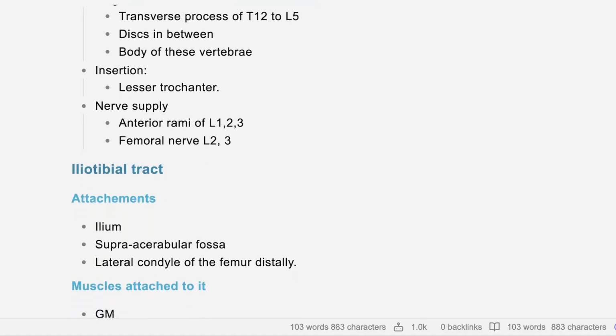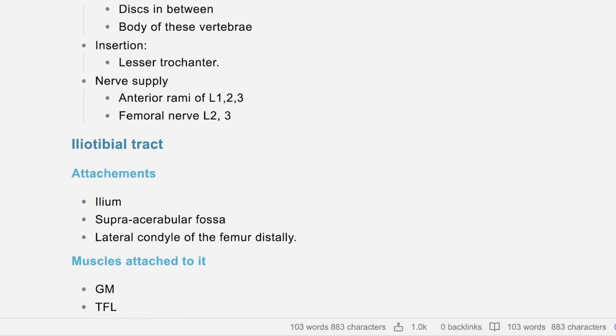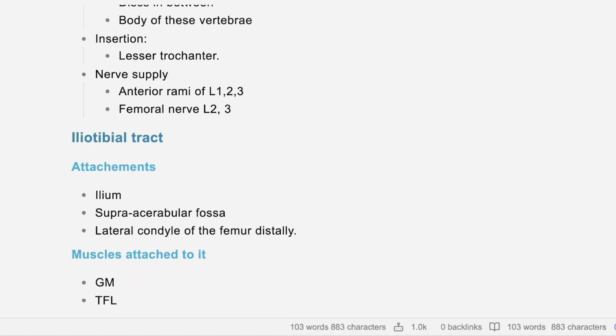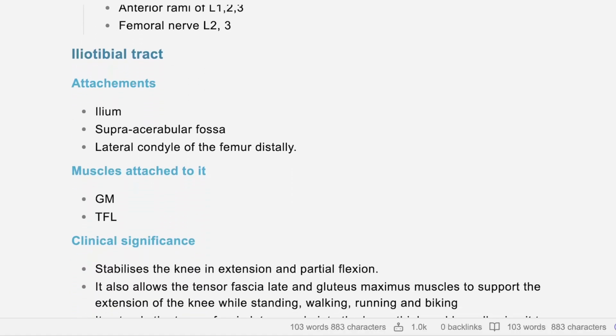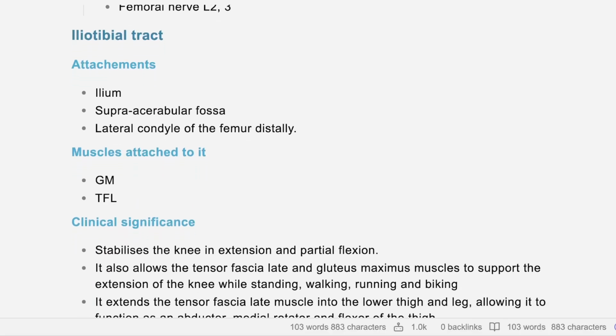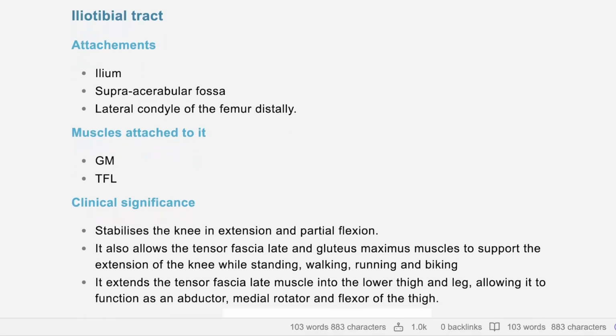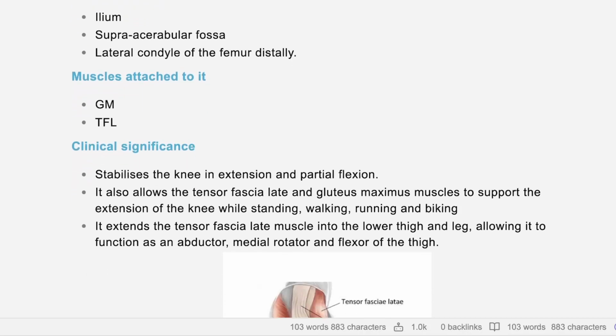So ilium, supraacetabular fossa, lateral condyle of the femur, as we say, gluteus maximus and TFL, and finally the clinical significance. It stabilizes the knee in extension and partial flexion, allows the TFL and the gluteus maximus muscle to support the knee in extension while standing, running, walking, and biking, and also extend the TFL muscle into the lower thigh and the leg, allowing it to function as an abductor.